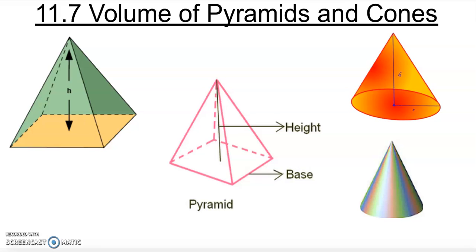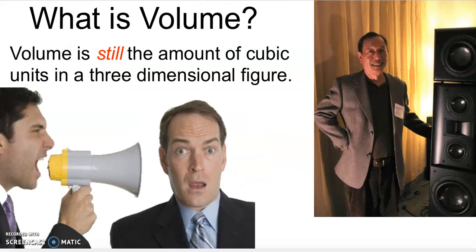This is the section 11.7 presentation on finding the volume of the solids pyramids and cones. So volume again, just a quick review, is just the amount of stuff that is inside of a solid. So it's like three-dimensional area inside of a solid.